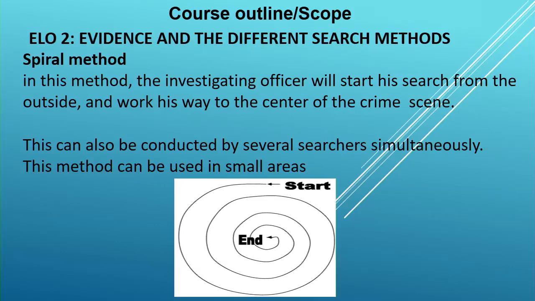A spiral method. In this method, the investigating officer will start his search from the outside and work his way to the center of the crime scene. This can also be conducted by several searchers simultaneously. This method can be used in a small area. This is an example of the spiral method.